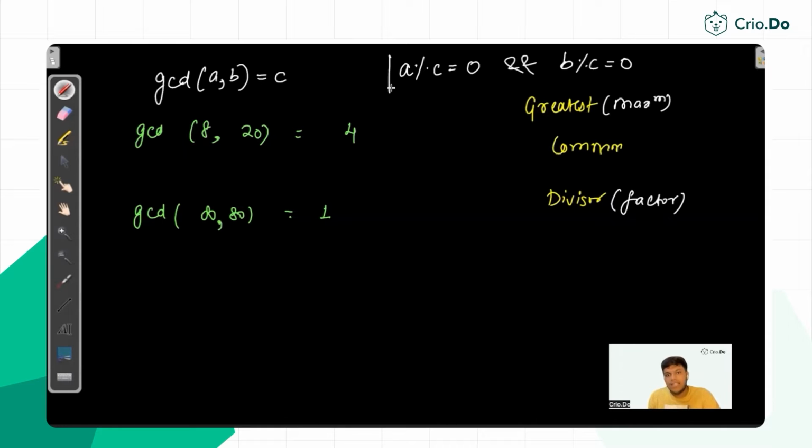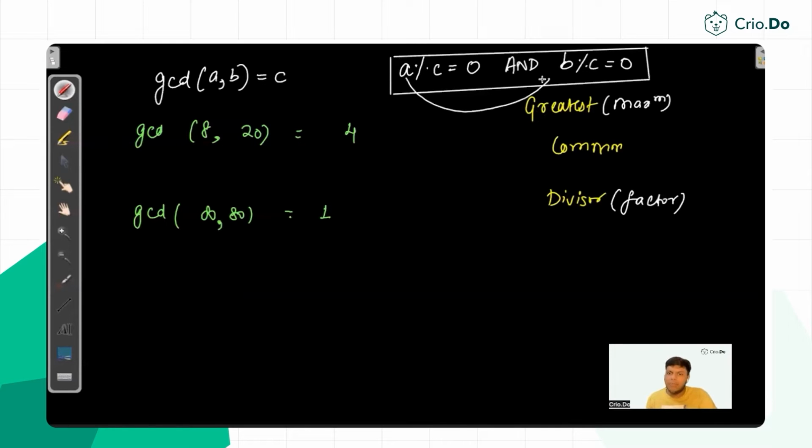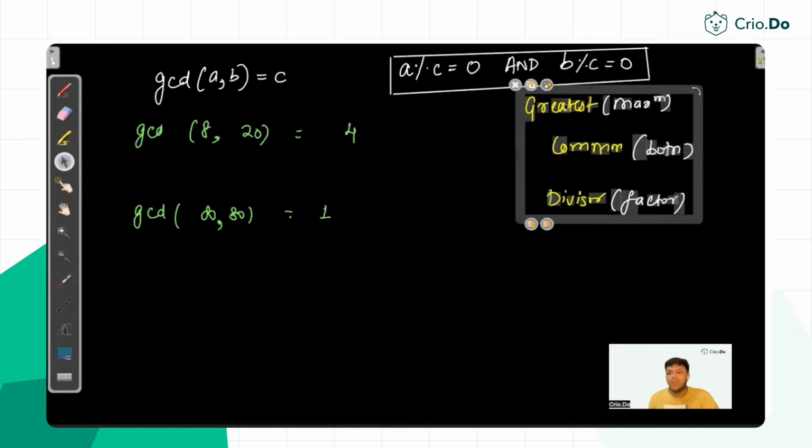If both of these conditions are true, if A modulus C is 0 as well as B modulus C is 0, but such a number C should be the maximum number possible, and it should be common. Common means it should be an AND. It should be a factor of both A as well as B, or you can say A and B both should be multiples of C. So such a number which is a factor of both numbers and which is the maximum such number is the greatest common divisor.